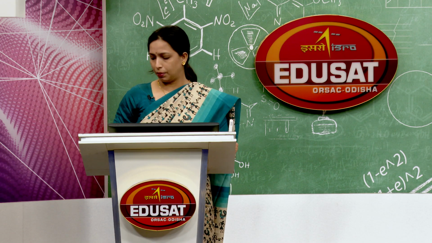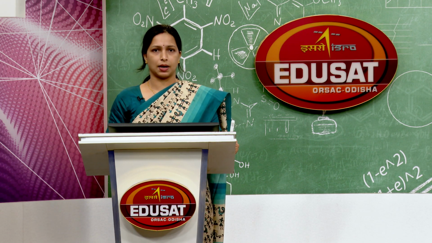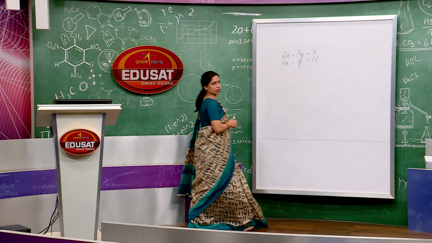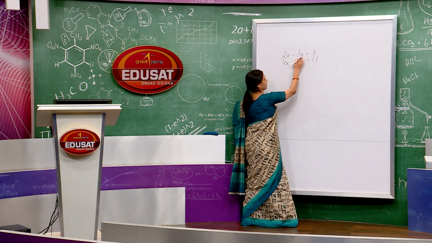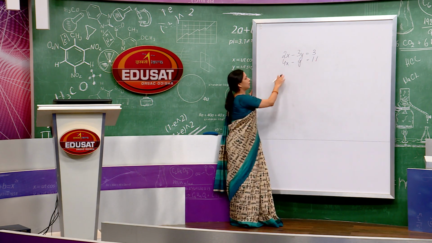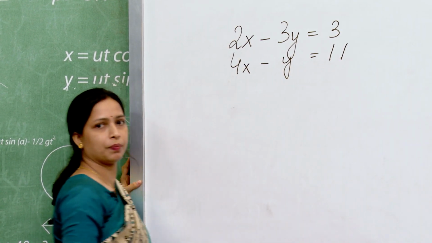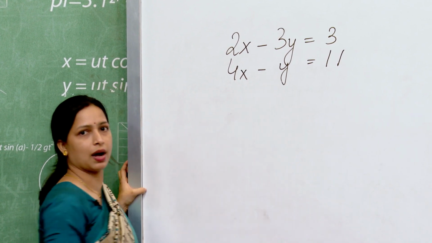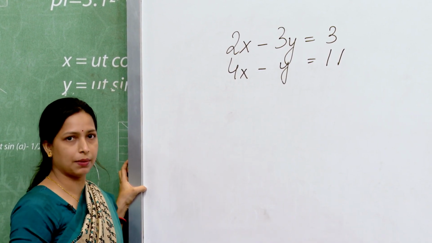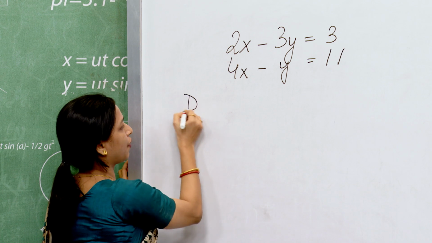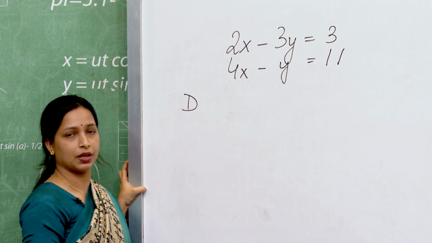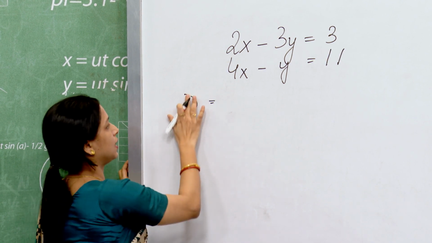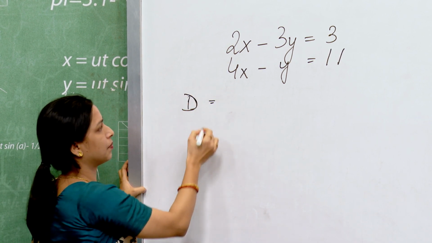Now, we will be able to understand it better with the help of an example. Let us say we have 2 equations here: 2x minus 3y equals 3, and 4x minus y equals 11. Now, we have to find the values of x and y. How do we do it? What is the first step? The first step is to find the value of the determinant. Determinant of what? Coefficients. Let us name it D.